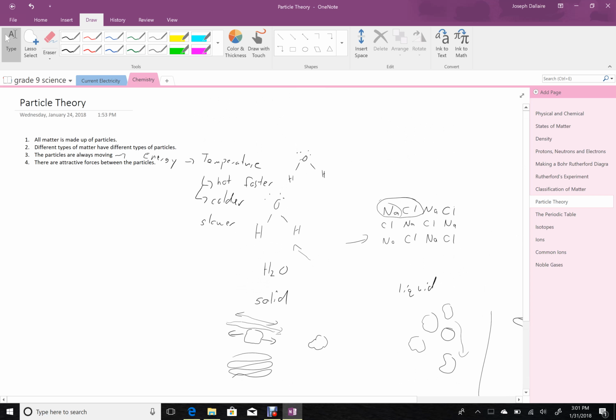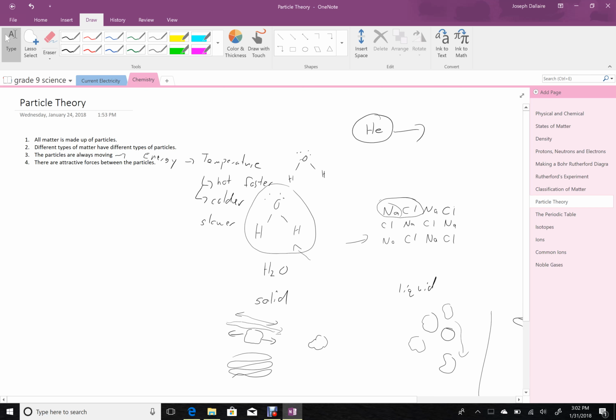So those are the four basic rules of particle theory. All matter is made of particles, too small for us to see them, but we know that they're there. Different types of matter have different types of particles. Salts, for example, form these big crystals. Water is a molecular substance, which means it forms these individual molecules. Something like a noble gas like helium is its own particle. He doesn't interact with anybody else, but he just flies about on his own.